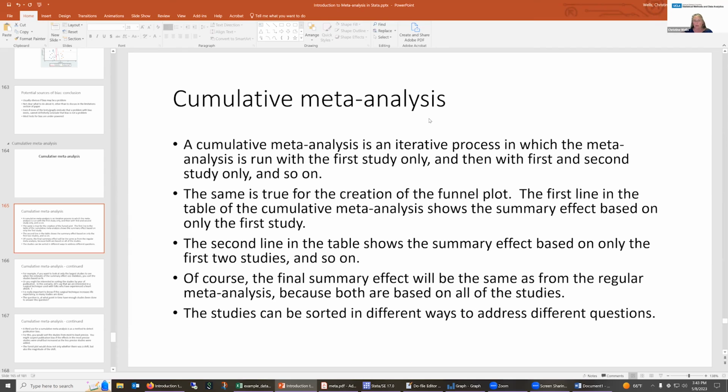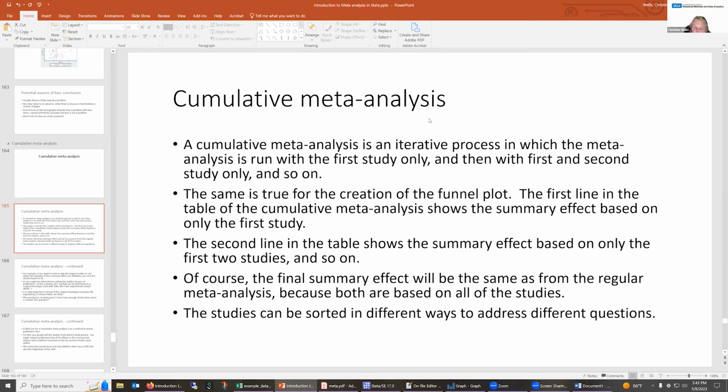So the first line in your table of output shows the summary effect based only on the first study. The second line shows the summary effect for only the first two studies, and so forth and so on. Of course, the final summary effect will be the same as from the regular meta-analysis, because by the time you get down there, all of the studies are used in the cumulative, and of course for the regular one. But the studies can be sorted in different ways to address different questions.